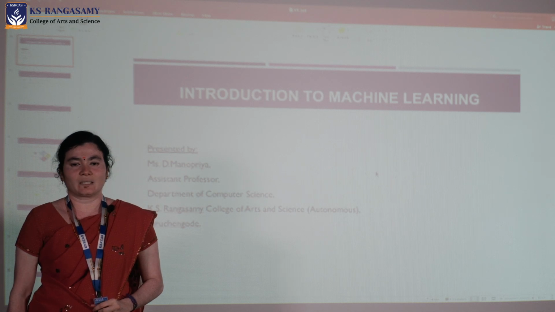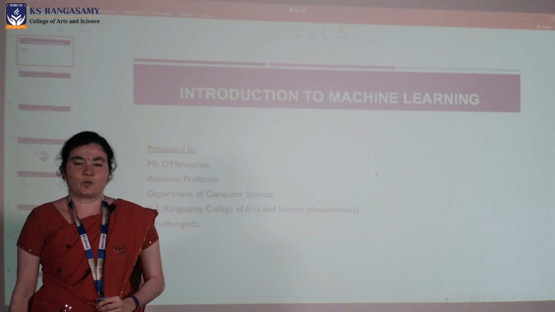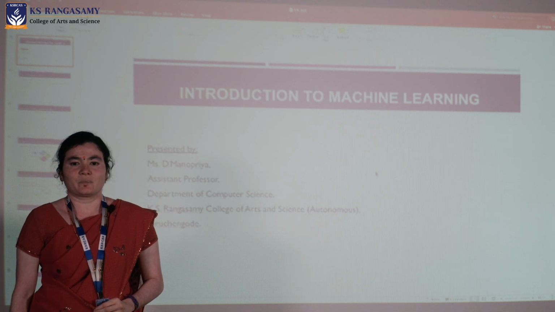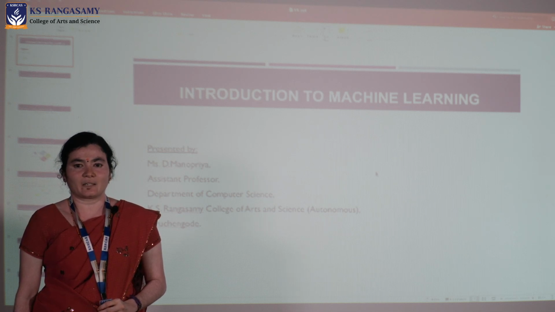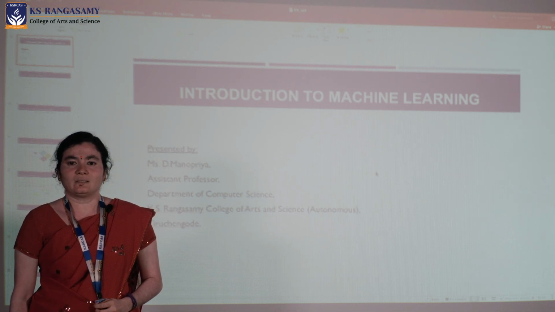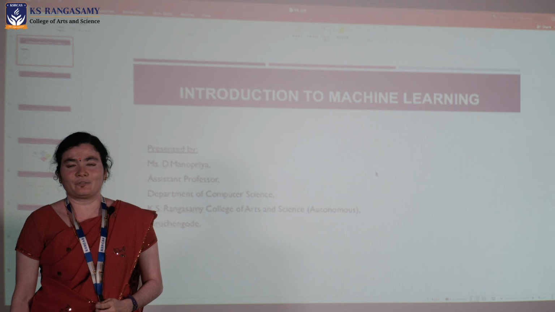So, what is machine learning? As we know, we are all living in a world of humans and machines. Humans are also evolving and learning from past experience. And today, machines also work just like humans. For example, Tesla, a self-driving car.